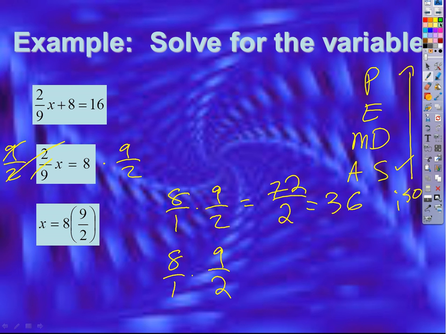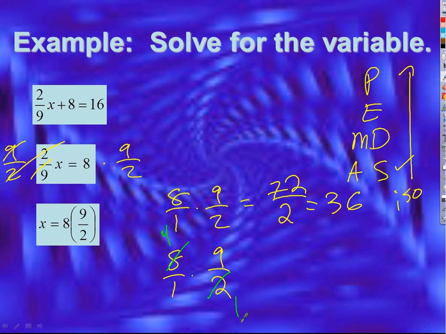8 over 2 reduces to 4 over 1, right? Everybody see that? And now when we multiply straight across, we're dealing with smaller numbers. We've got 4 times 9 is 36 over 1. Well, that's just 36. Okay? See how that's easier in a way? Small stuff, but it all kind of contributes.